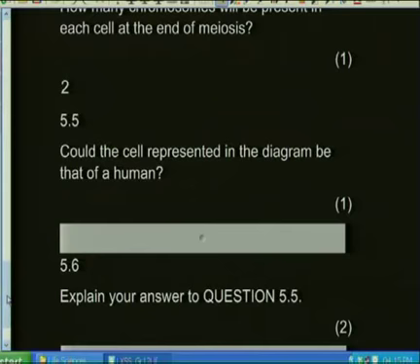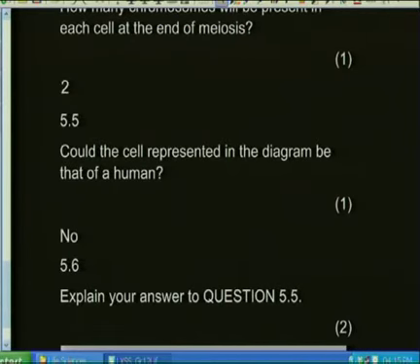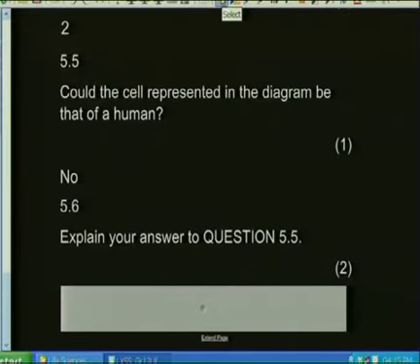23 is in our bodies. Our sperm and, in the females, the egg has 23. That's half of 46, which we have in every other cell in our body. Could the cell represented in the diagram be that of a human? I didn't know that question was coming. I gave you the answer already. No, it can't be, because why? Explain your answer. Good. They're asking you already. Explain your answer to question 5.5. What is the reason for that?